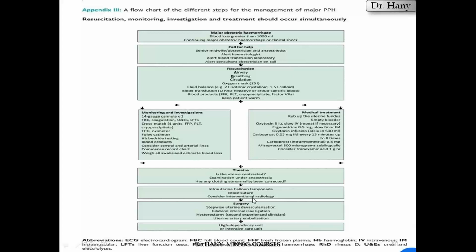If this failed, you will go for stepwise uterine artery ligation, bilateral internal iliac ligation, and hysterectomy if a second consultant is here. So you need 2 consultants to remove the uterus. Stepwise uterine artery ligation will be: 1 uterine artery, then the other uterine artery, low uterine arteries, and anastomosis or high ligation of the anastomosis. This is called stepwise. You can review this in the guideline. So these are the tricks.